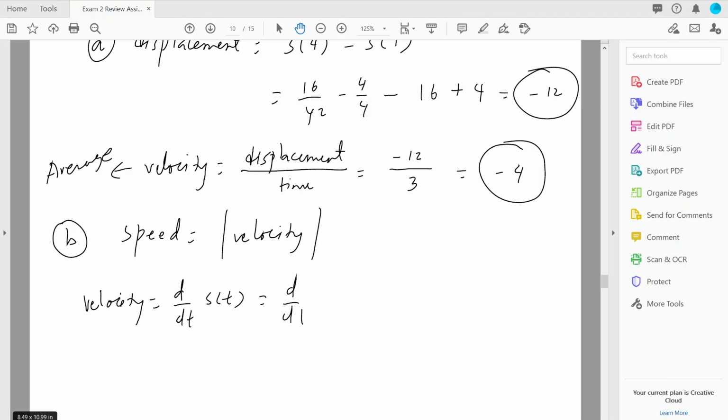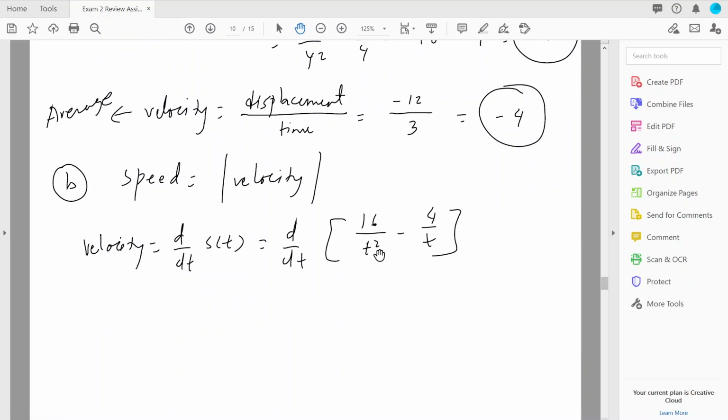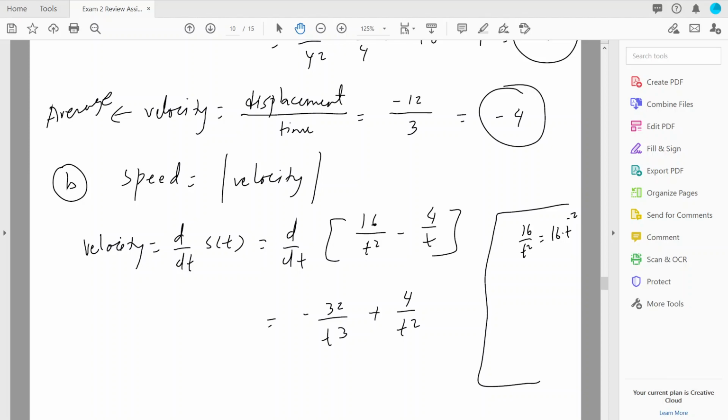So the derivative of the function we have given, which is 16 over t square minus 4 over t, just use the general power rule. As you can see, we can take this t square to the numerator and write it as t to the power negative 2. So while finding the derivative, 16 over t square can be written as 16 times t to the power negative 2. When we find the derivative, this negative 2 comes in front, so it will be negative 32 t to the power negative 3. So I'm going to use that fact here, negative 32 over t cube for the first expression. For the second one, it will be positive 4 over t square. So that is our velocity.